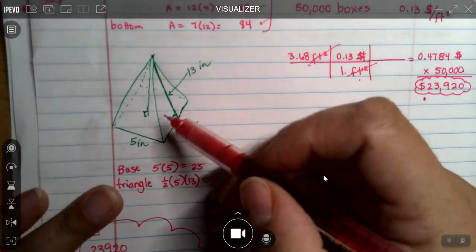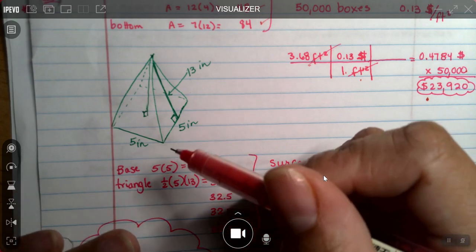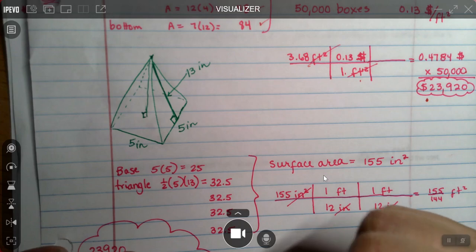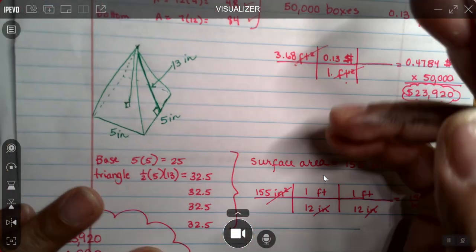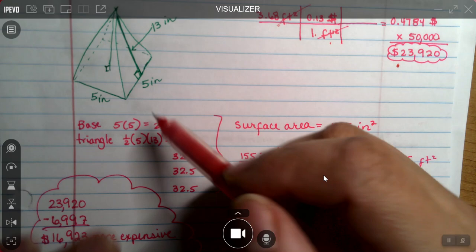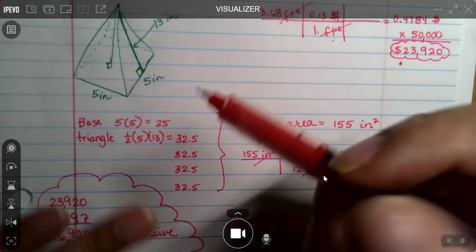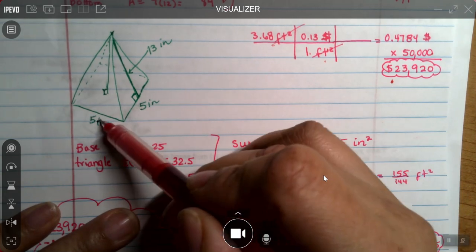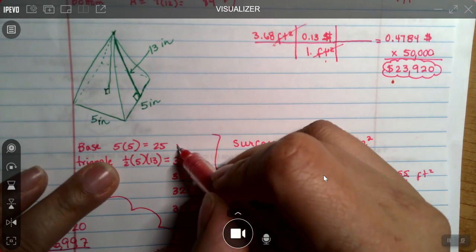Then there was this one, and what I noticed is I should have made the numbers bigger, but I didn't, which is why it's going to come out small. But just so that you understand, I kind of made up the numbers, and I went a little bit too low. All right, so the base is a square because it says 5 by 5, so that's 25.